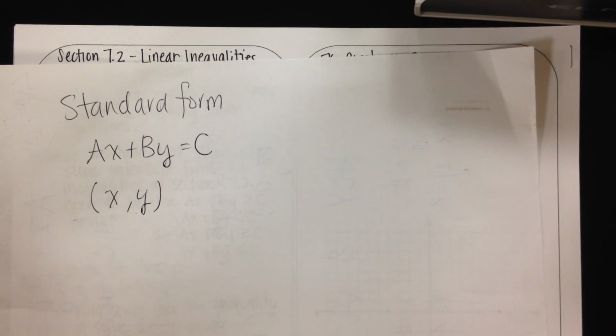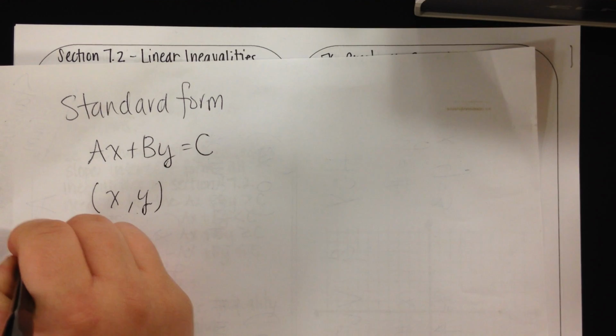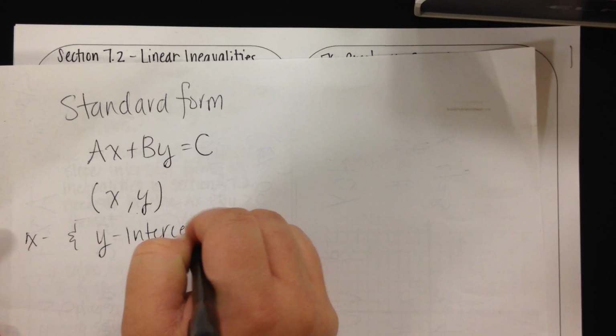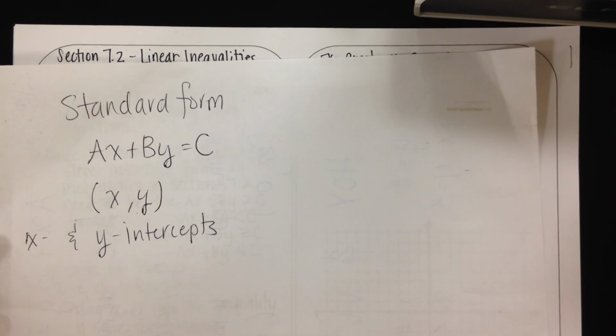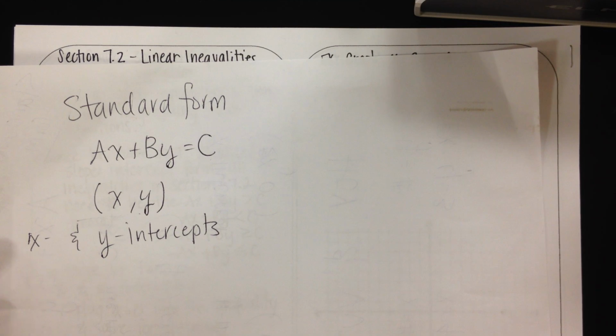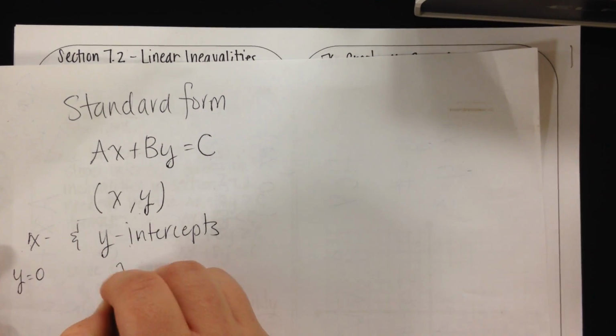The other thing we covered in 7.1 was how to graph an equation in standard form. And we looked at the X and the Y intercepts. How do we find the X and Y intercepts? It's kind of a review that you're going to be using in this section 7.2. So to find the X and the Y intercepts, we plug in Y for 0, and we plug in X for 0.